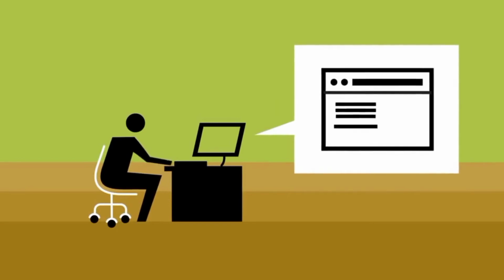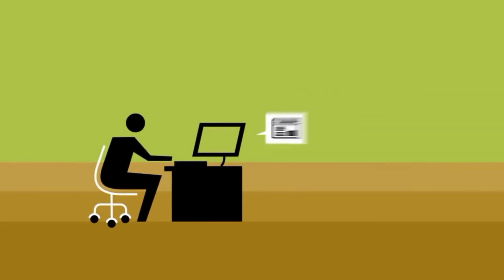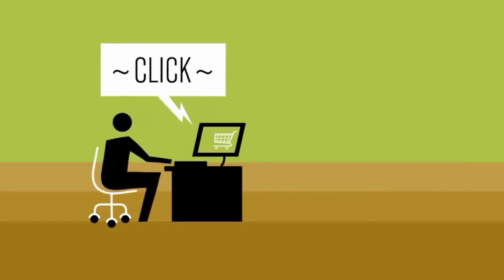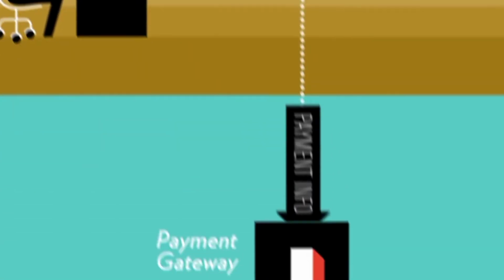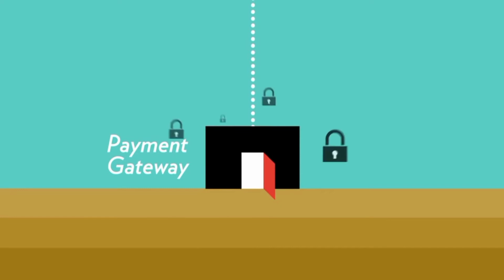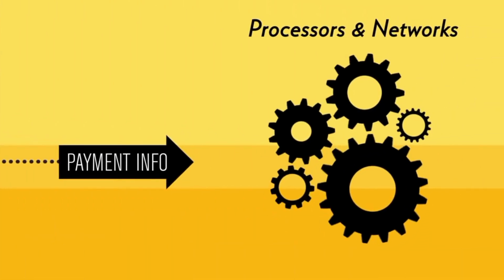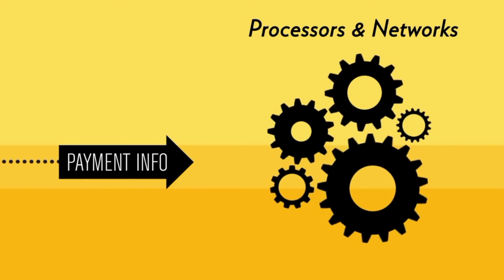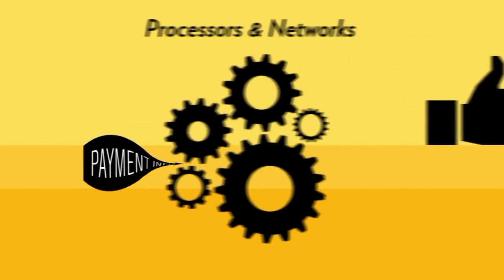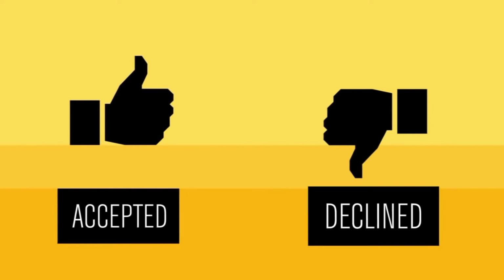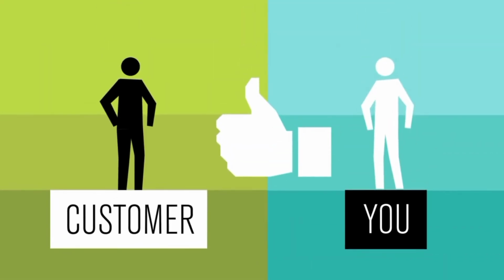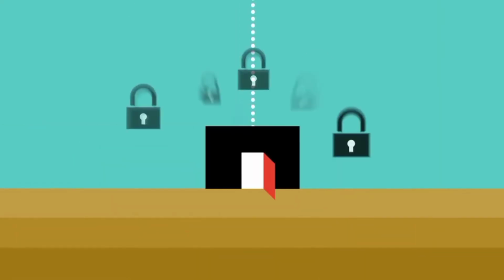A customer makes a purchase from your checkout page by submitting their payment information. That information is then sent to the payment gateway. The gateway then encrypts the payment information and shuttles it to the series of approved payment processors and networks for authorization, where the payment is accepted or declined. The decision then shoots back to your customer, and all that flurry of activity takes place in about 2 seconds.